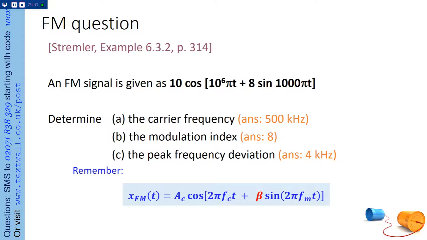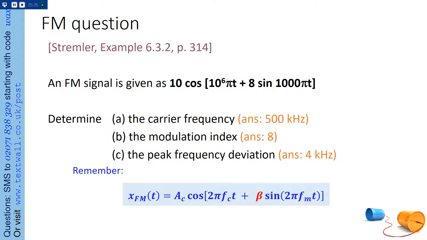And that's your FM signal. Compare that signal to the format I showed you here, the format at the bottom. So you have your carrier component and you have your message. Just equating these, you can see automatically that beta is equal to 10. So we can find the modulation index without doing much work. So the modulation index is 8.